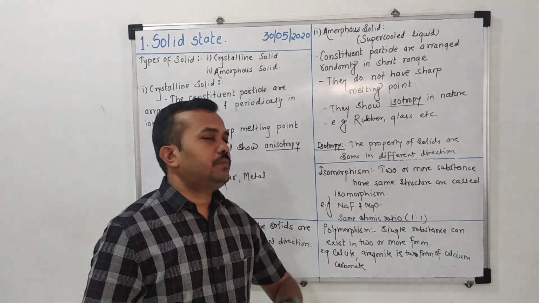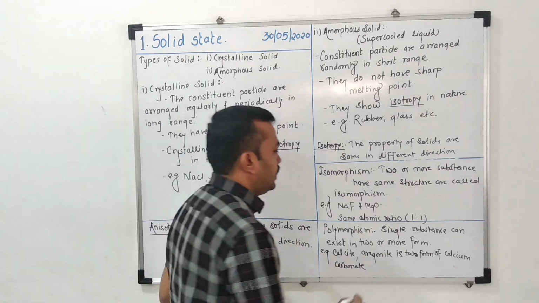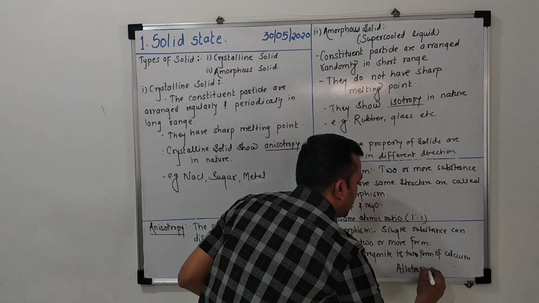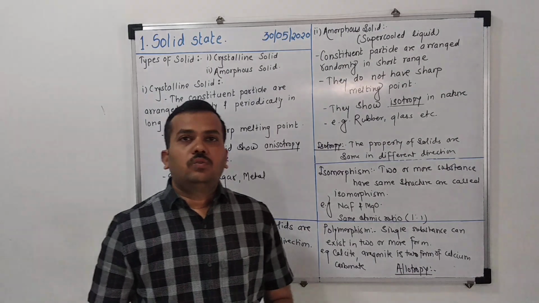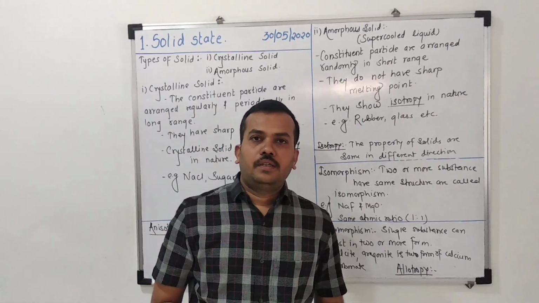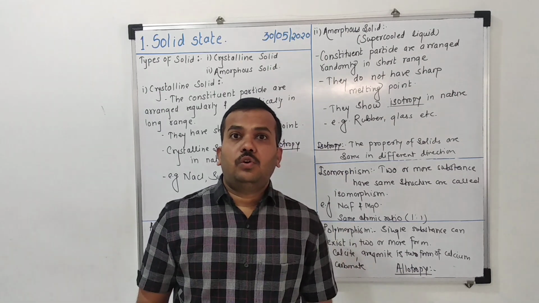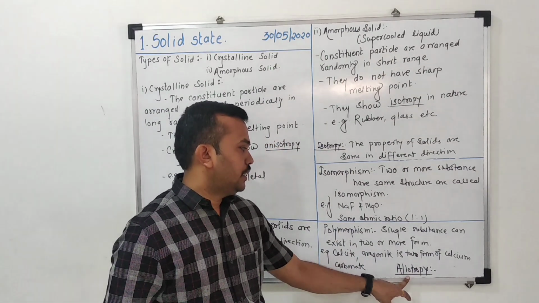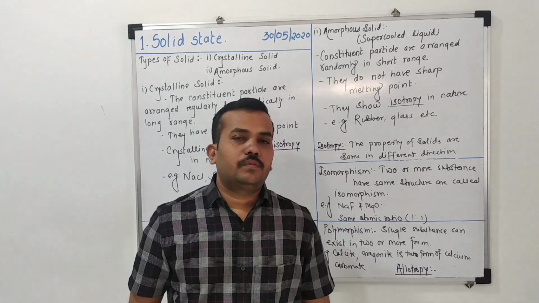If this concept is obtained in elements, then at that time it is called allotropy. सुना होगा allotropy. What are the allotropes of carbon? Diamond, graphite, fullerene. This property can be obtained in elements. Therefore, it is called allotropy. It is the same thing, but when obtained in elements, it is called allotropy.